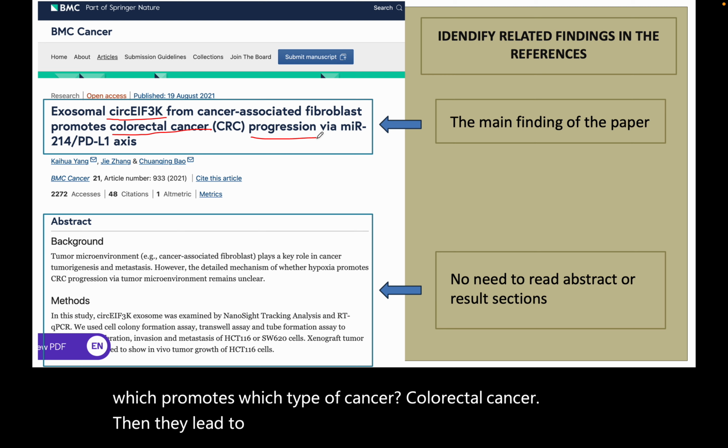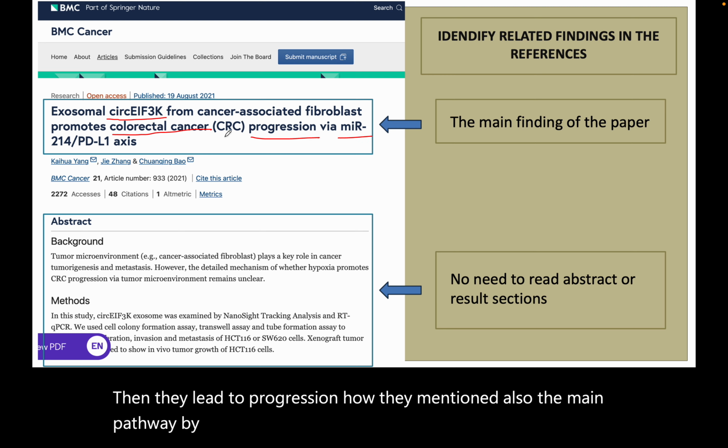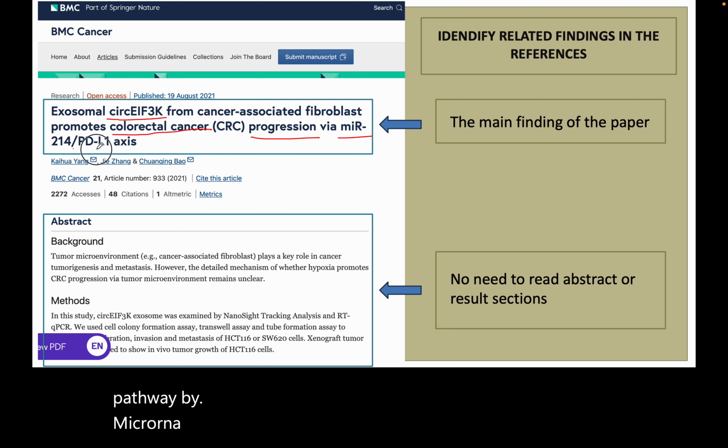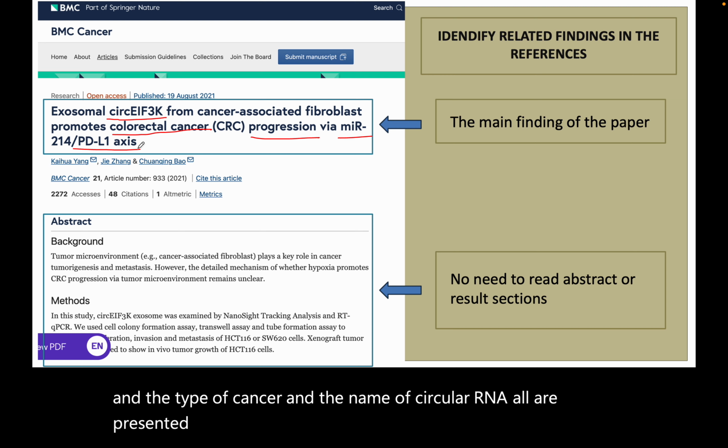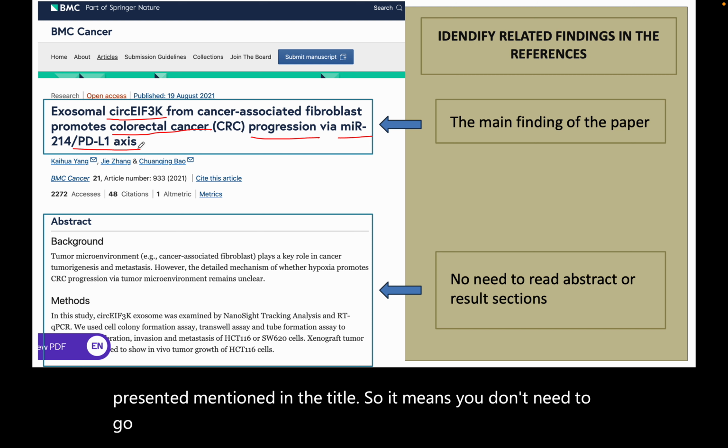Then they lead to progression. How? They also mention the main pathway, by microRNA 214 and PD-L1. So the pathway, the targeting gene, the type of cancer, and the name of the circular RNA are all mentioned in the title. So it means you don't need to go and read the abstract and all the result sections.